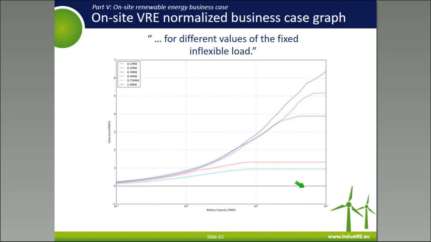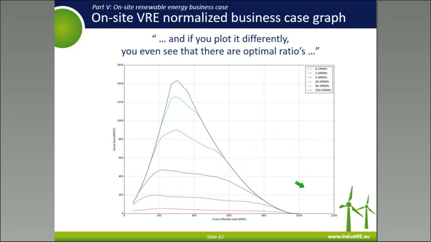Now, it gets a bit more interesting if you plot this information a bit differently. What I did in this plot contains exactly the same information as the previous one. The only difference is I put the inflexible load on the x-axis, and the value is still on the y-axis, but for different battery sizes. And what you see happening now is that there are really optimal points to find. Here you see that when the fixed load is between, let's say, 0.2 and 0.3 megawatt, you have the best business cases when you combine renewable energy, in this case a wind turbine, with local optimization within the industrial estate.